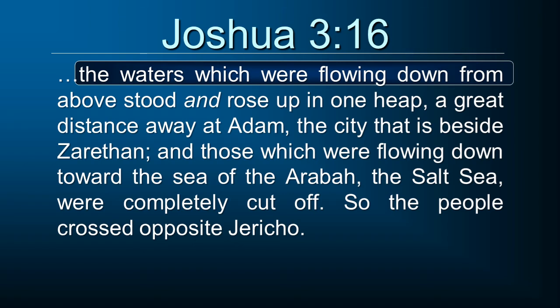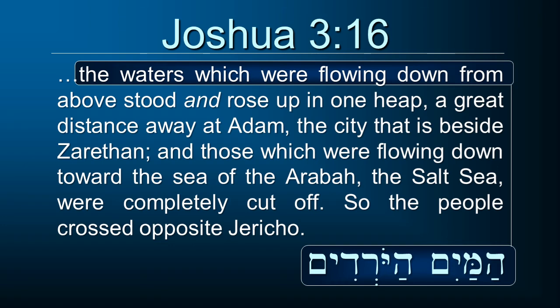And if the waters upstream stop, then whatever's flowing is going to flow down and it's going to dry out. And the city that is beside Zarethan, that's way up, about halfway up the Jordan as you go up toward the Sea of Galilee. And those which were flowing down toward the Sea of the Arabah, the Salt Sea, were completely cut off, so the people crossed opposite Jericho.